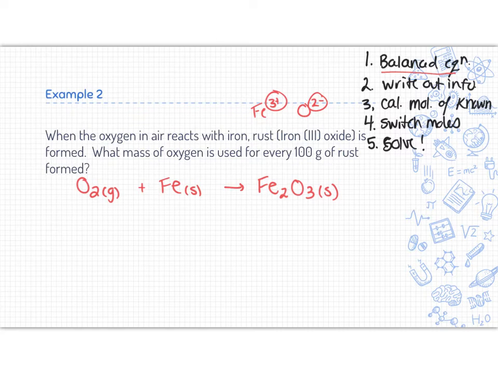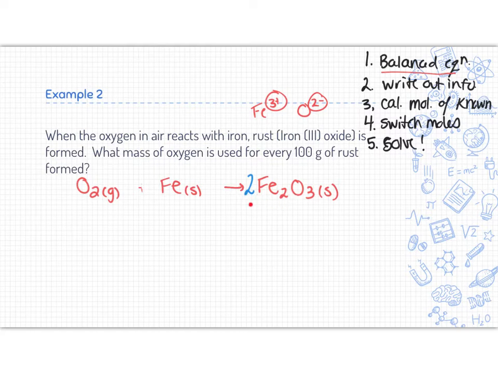There are 2 irons here and only 1 on this side. So I would look to putting a 2 here. However, now there's 2 oxygens and 3 oxygens. So the 2 isn't good enough. I'm going to need to up the ante here. So let's double this. That gives me an even number of oxygens to work with.